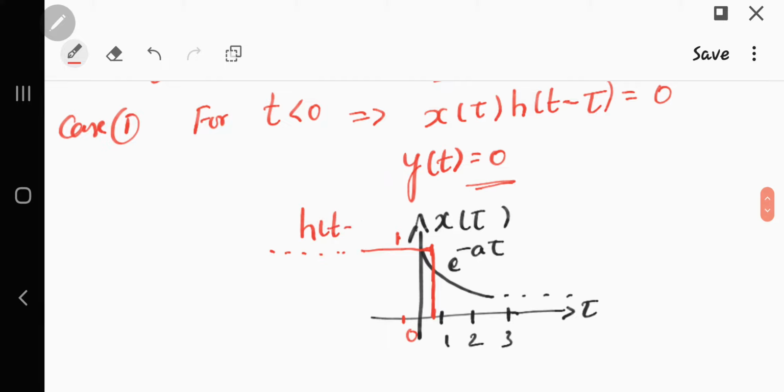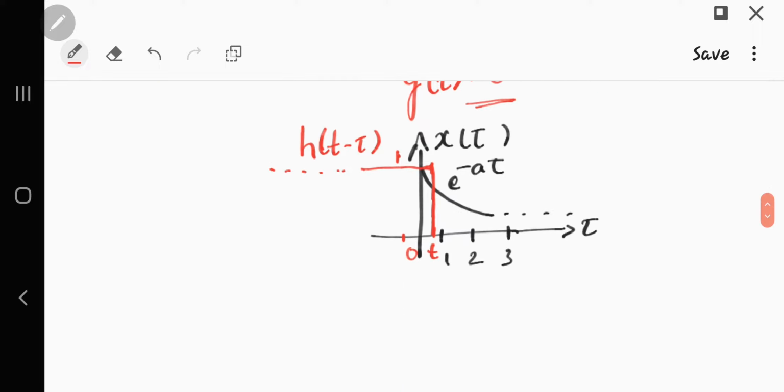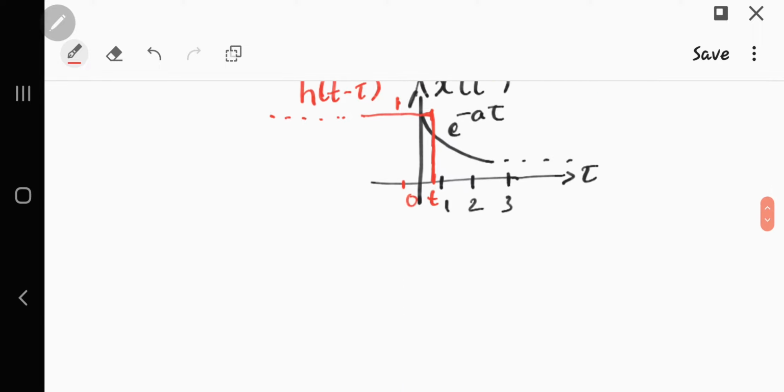h of t minus tau. So if I keep this point t between 0 and 1, why am I representing t? This is the starting point of my signal h of t minus 1, or you can say this is the end point. So this is the index where I am going to define, so I will be representing this in terms of t only. So when t is in between 0 and 1, how do you define this condition? t is less than 1 but greater than 0.